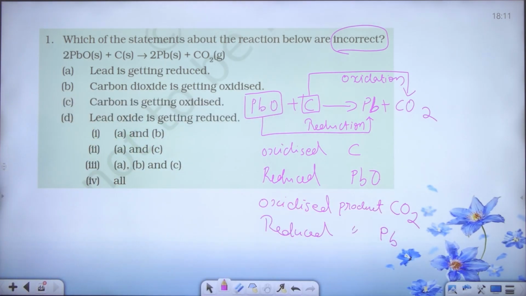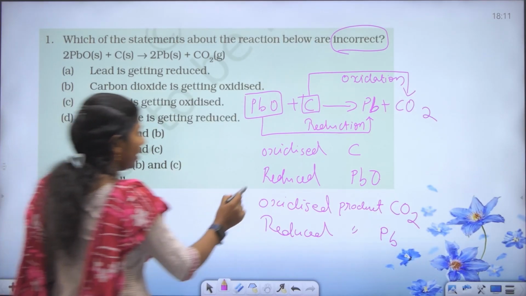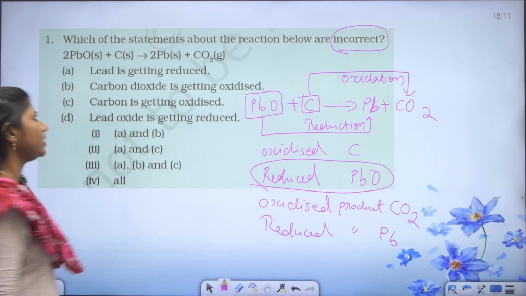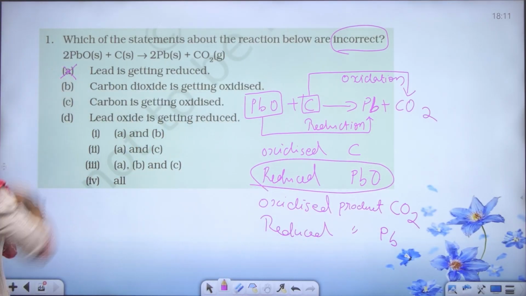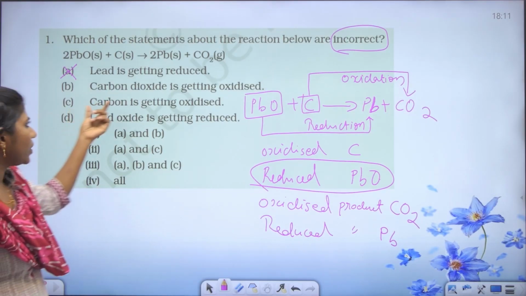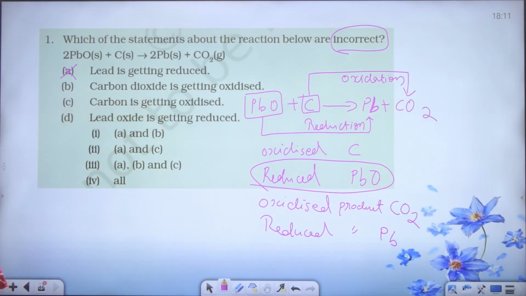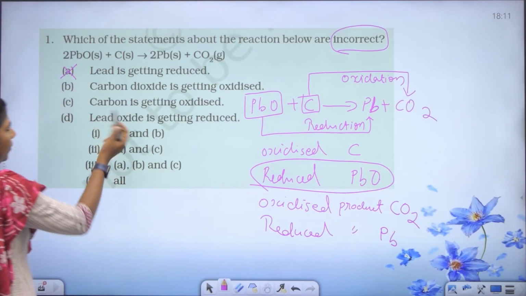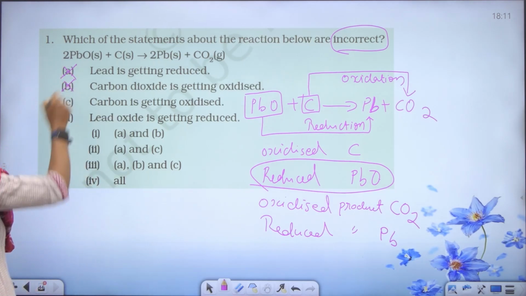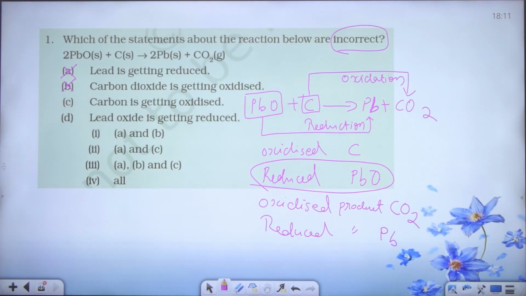Then check the statements. Lead is getting reduced. Which one is reduced? Lead oxide is reduced. So the first statement is wrong. Lead is the reduced product. Then carbon dioxide is getting oxidized. The oxidized species is carbon, so this statement is also wrong. Carbon dioxide is the oxidized product. Carbon is getting oxidized.